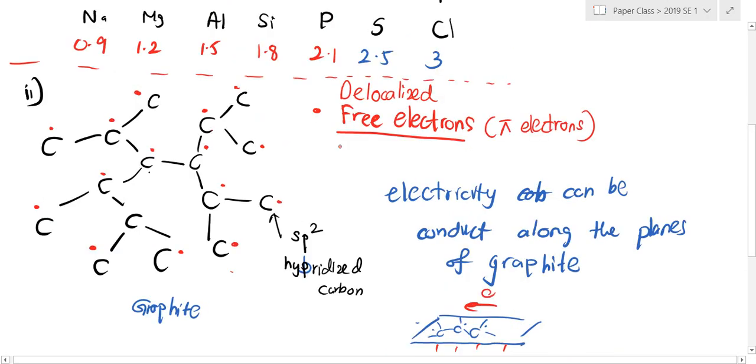When there are free electrons or free ions or both present in a structure, under a potential difference, electricity can be transferred. That is why graphite, despite being a non-metal, still transfers electricity. That is the exceptional property of graphite. Not diamond.